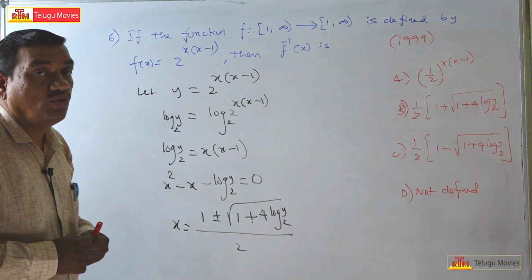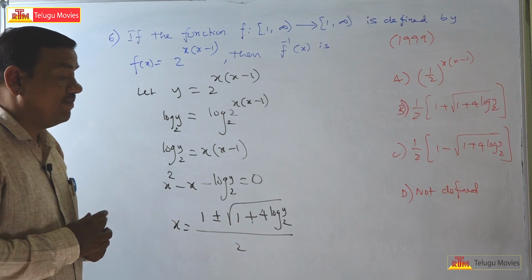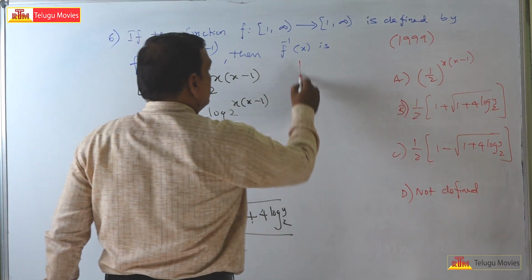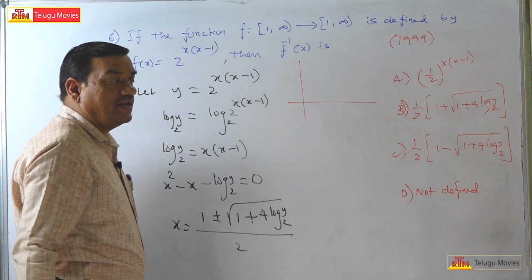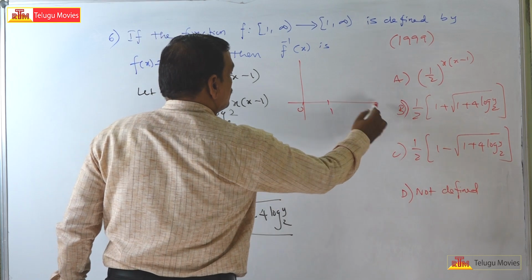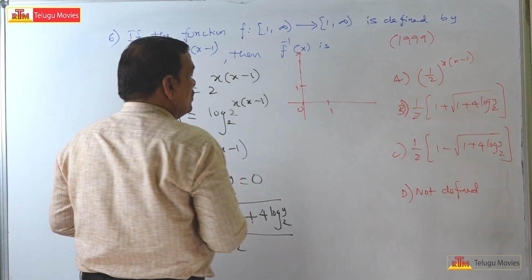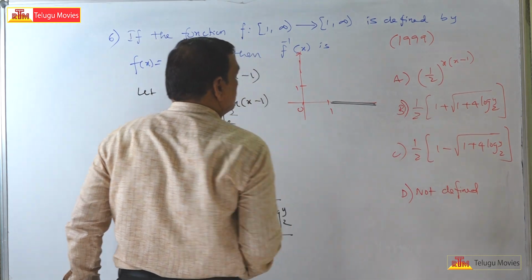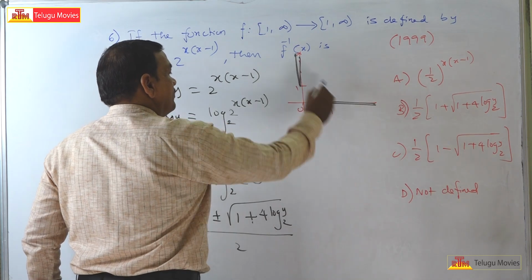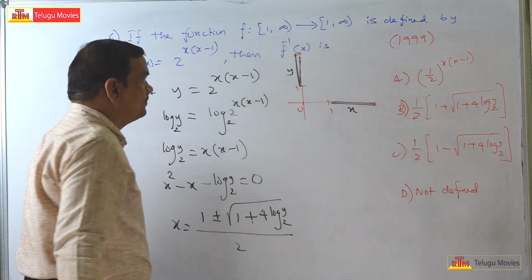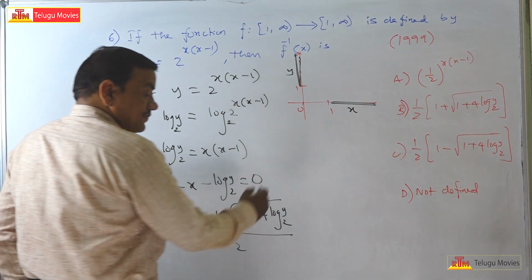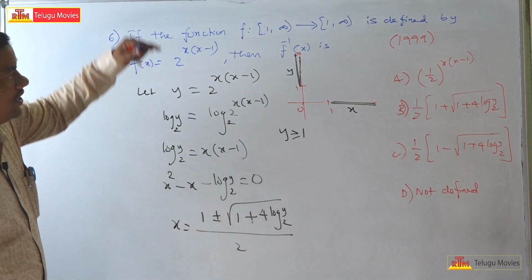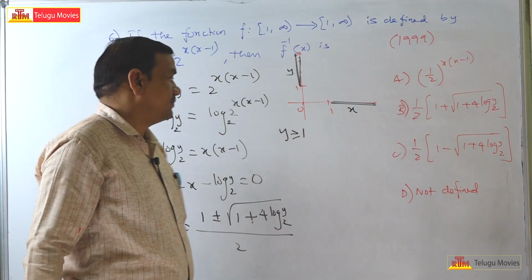So, which value do you have to select? That is a very, very important thing here. Now, if you see here, what is the domain? It is from 1 to infinity, and the range is also from 1 to infinity. So, this is the x value, and this is the y value. That means here y is greater than or equal to 1.